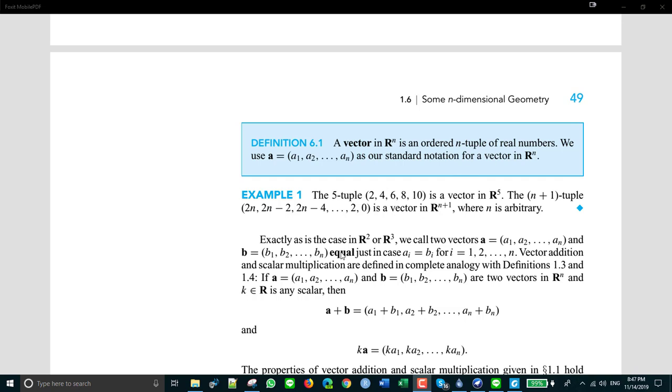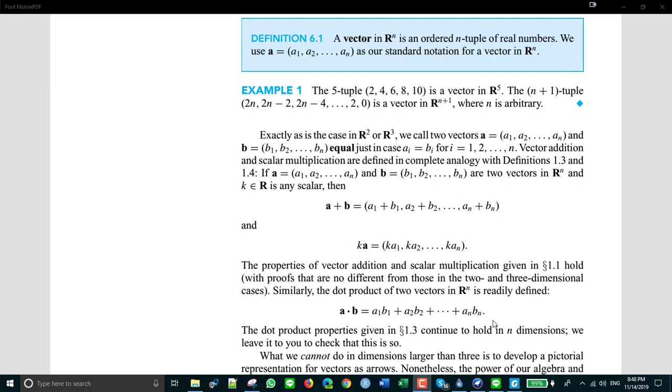Now we talk about what we mean by two vectors being equal, even in Rn. It's the same idea as for R2 and R3: they have the same components in the same order. That is, Ai equals Bi for all i. We can also talk about addition and scalar multiplication. If we take A plus B, just as before, we add them component by component. For scalar multiplication, we multiply each component by k. We can also do the dot product in Rn, like this.